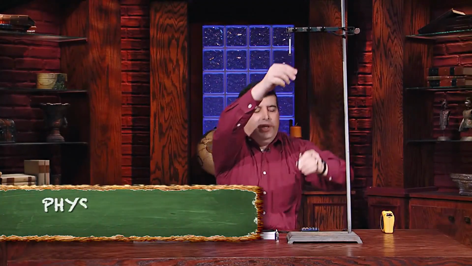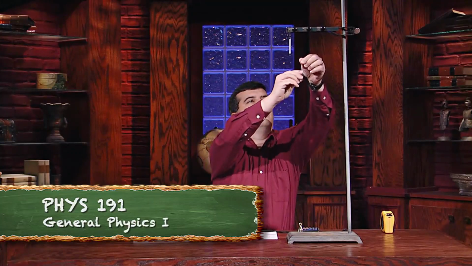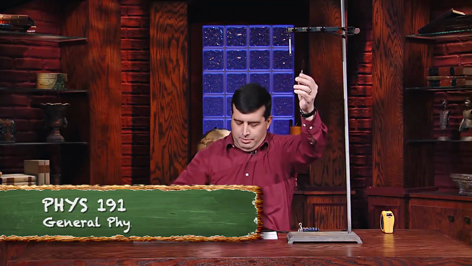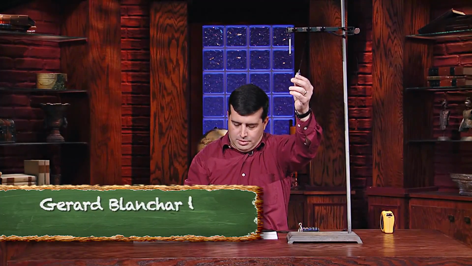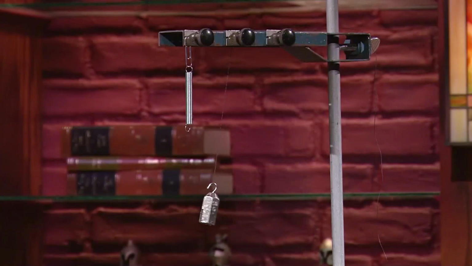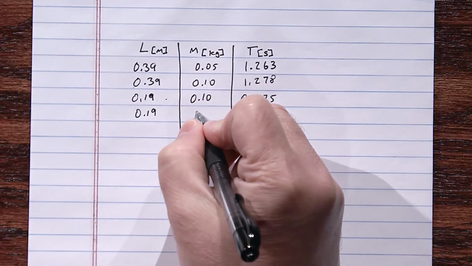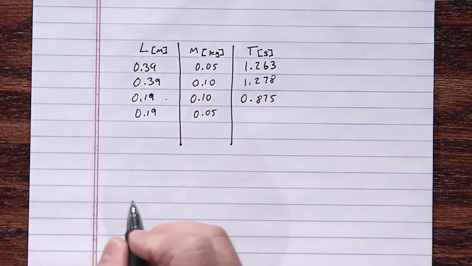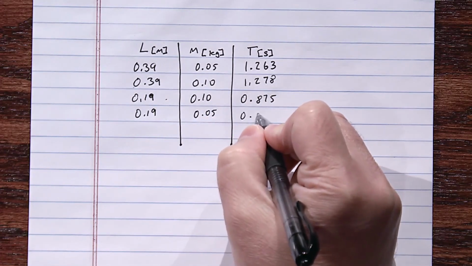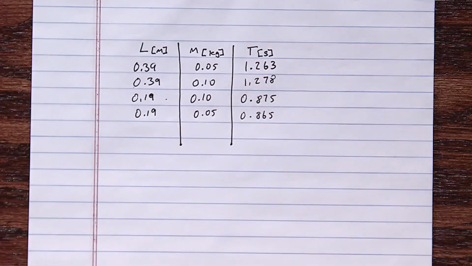Let's swap out our masses again, just to make sure that we get the same time. Okay, and go. 1, 2, 3, 4, 5, 6, 7, 8, 9, 10. And I get 8.65 seconds. So for 0.19 meters, 0.05 kilograms, I get 0.865 seconds.